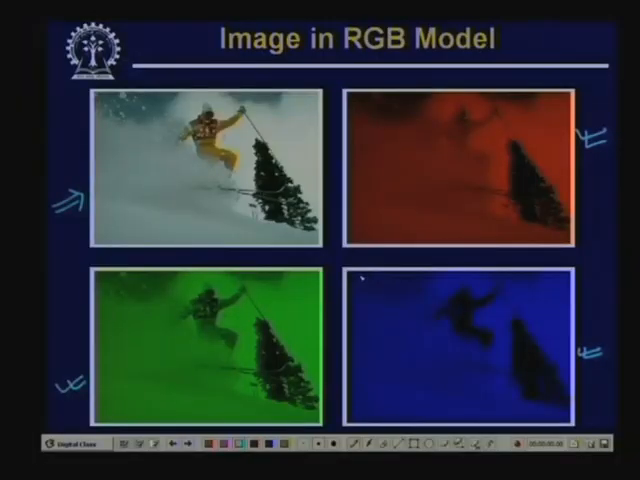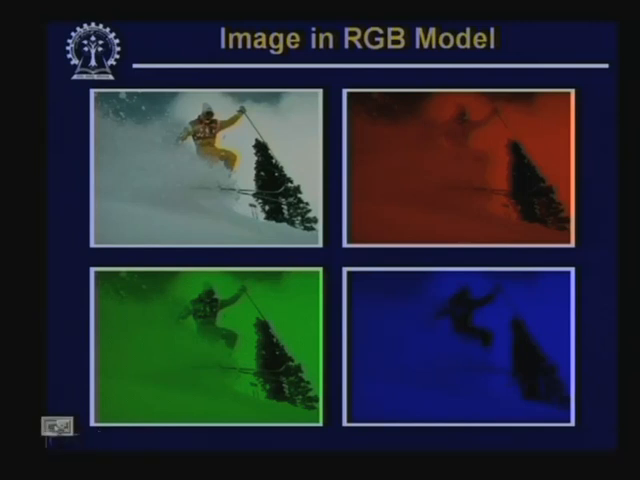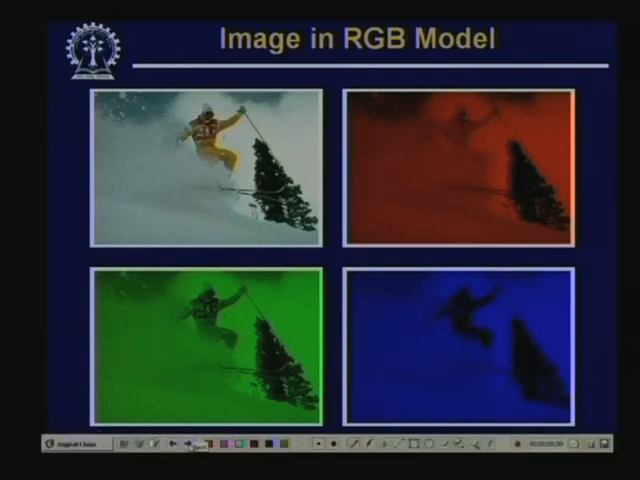Now, as we said, red, green and blue are mostly useful for display purposes. But when it comes to color printing, the model used is the CMY model, or cyan, magenta and yellow model. So, for color image printing, we have to talk about the CMY model. However, CMY can be very easily generated from the RGB model.